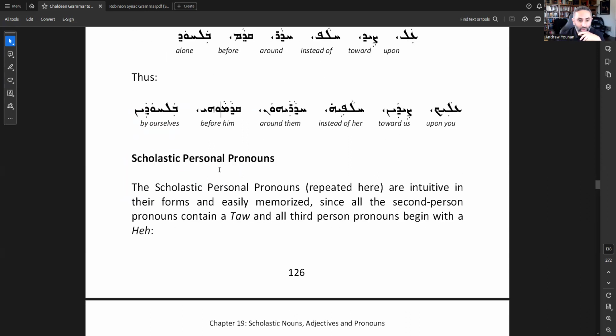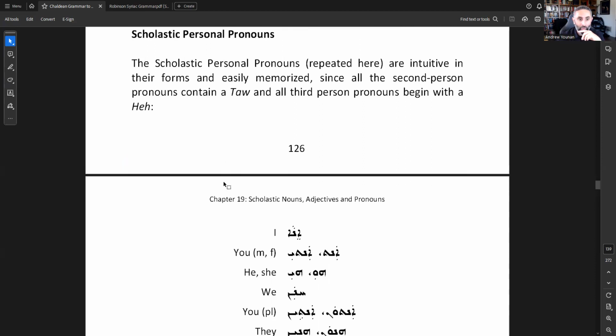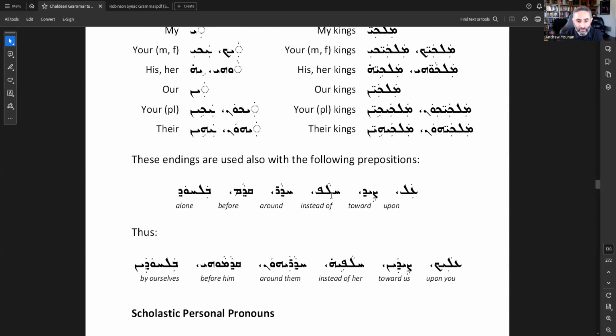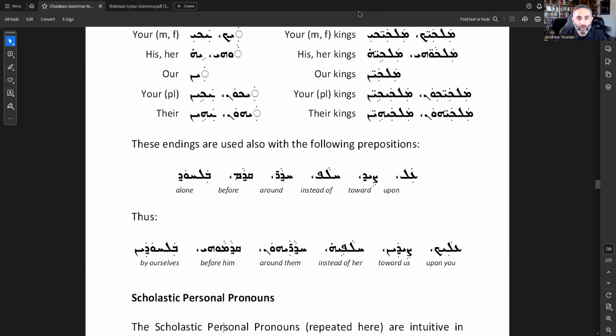I actually want to keep going. Now, if you feel like you want to pause, that's okay. I'm okay with you pausing here. The scholastic personal pronouns repeated here are intuitive. You know what? No, I take it back. I think that's actually enough for this first lesson. So next lesson, we'll start with, you know what? Sorry, I made notes of where I wanted to stop. Let me see if that's what I wanted to do. Yeah, this is where I wanted to stop. Anyway, so, okay. Good luck. Learn these endings, and I will see you next class.